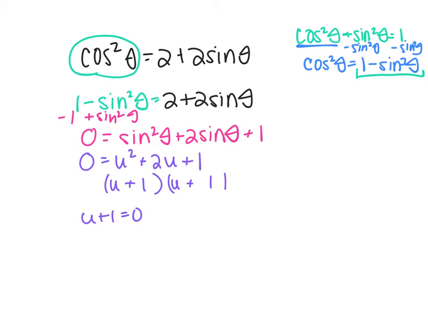We don't need to write that twice. So our u represented sine, we get sine theta. If we subtract the 1 over, equals -1. And now just go to our unit circle. Sine is y. Y is -1 down here. So our only answer to this problem would be 270 degrees.